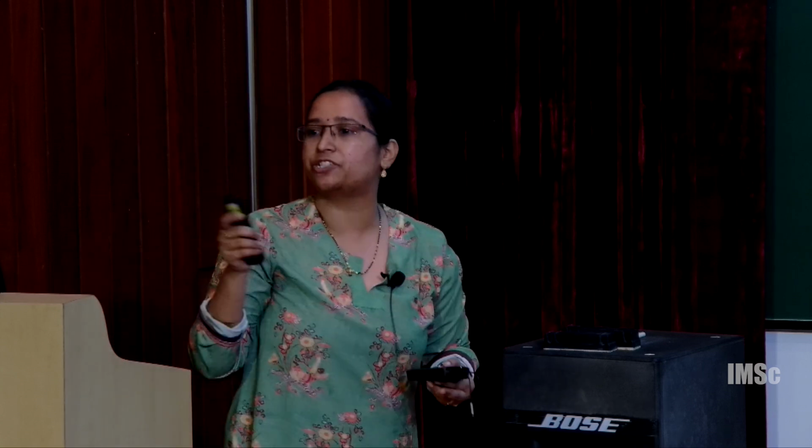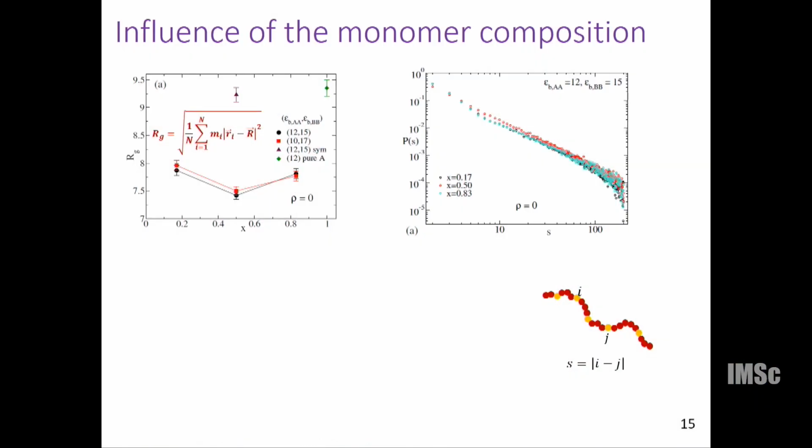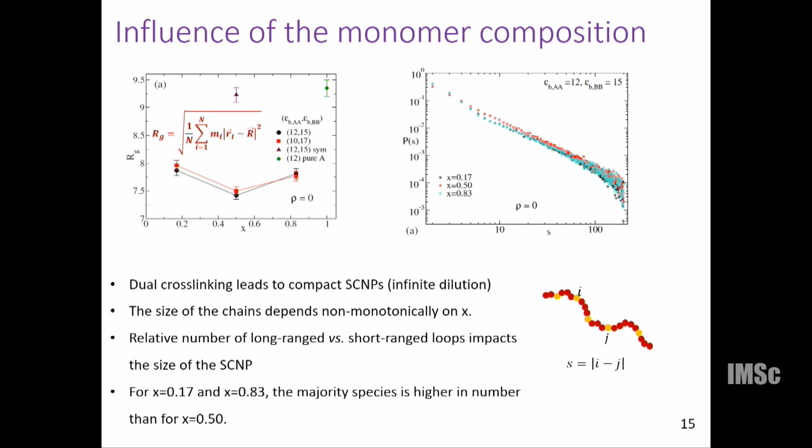Any questions? Okay. In the other two cases, simply because the number of the majority species is more, they can see each other at shorter contour distances, and so their probability of forming short range loops is better as compared to x equal to 0.5. In some sense that is leading to this non-monotonicity that we observe here. Because the x equal to 0.5 case involves long range loops, it has a lesser size.